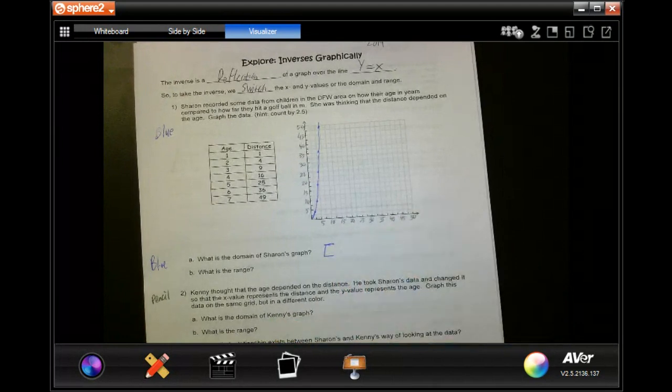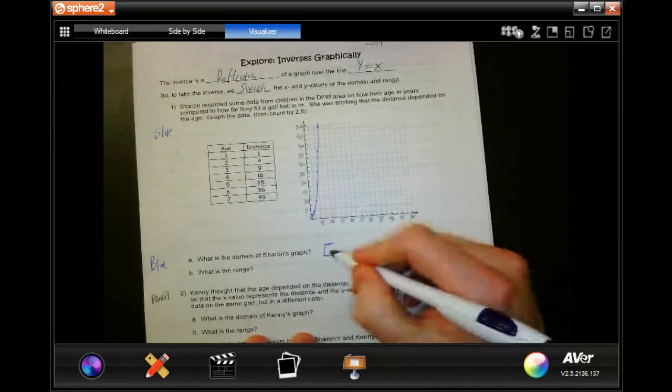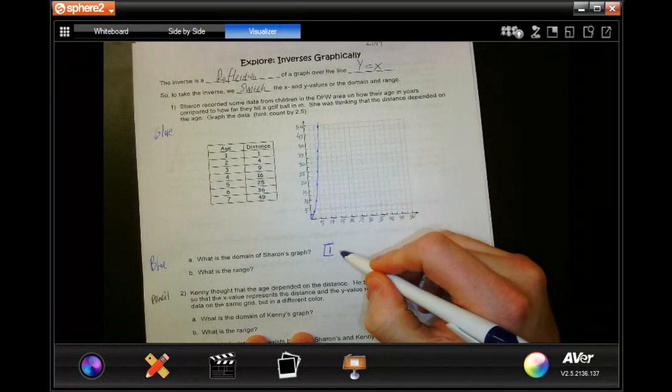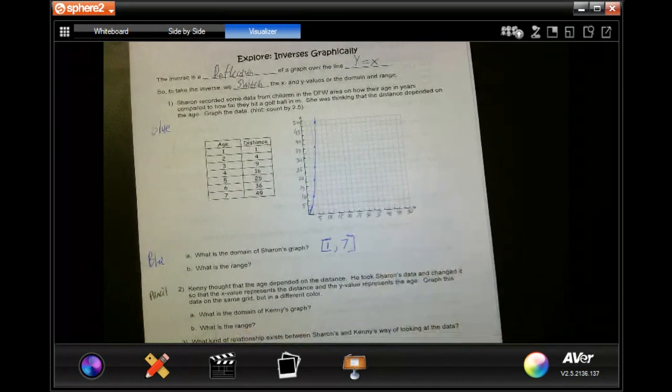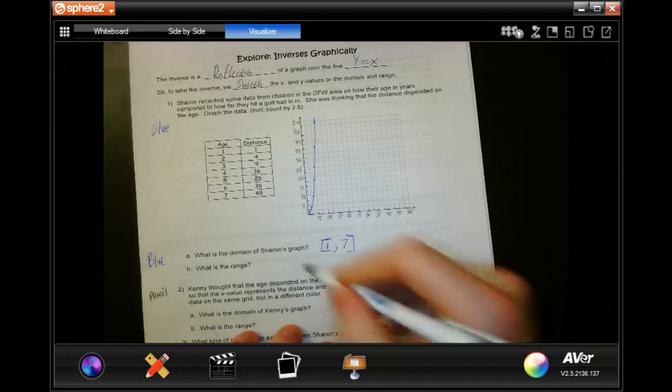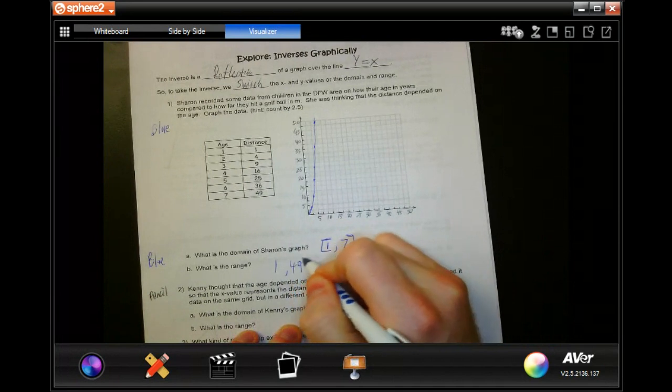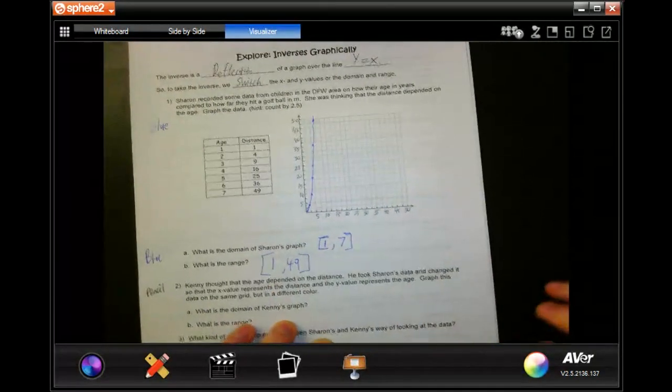However, is that really true? Because are there some 1.5-year-olds, some 5.5-year-olds, some 6.5-year-olds doing this? Yeah, it's definitely 1 inclusive because they're not doing anybody that's a complete infant. 1 to 7. Okay, they're only trying out kids 1 through 7. What's the range? What is the range that we have here? I'm going to stay in blue here. What's the range? Yeah, it's going to be 1 to 49. 1 to 49. All inclusive.